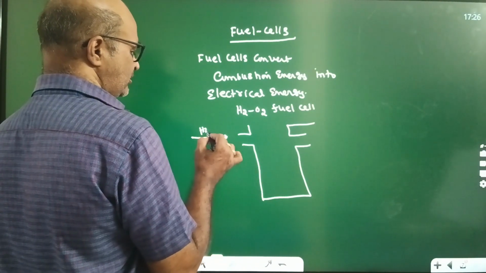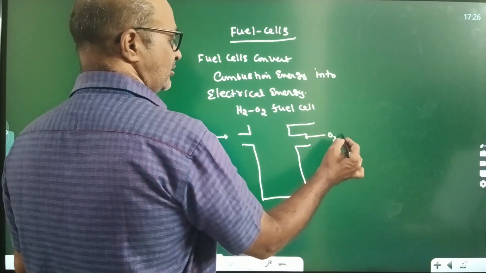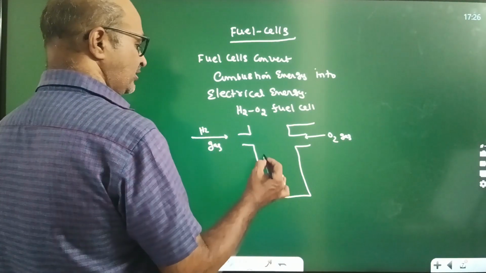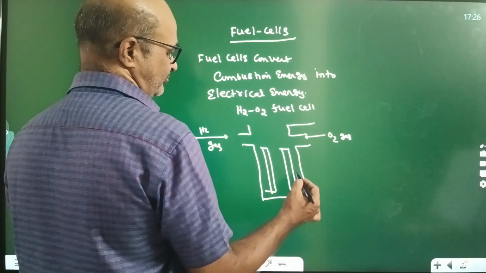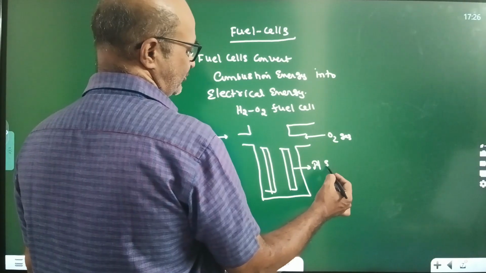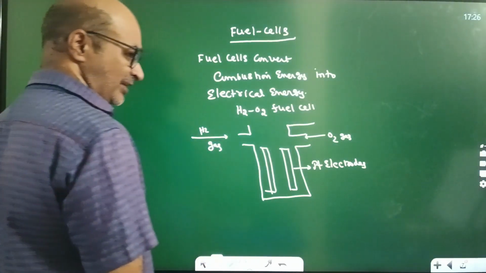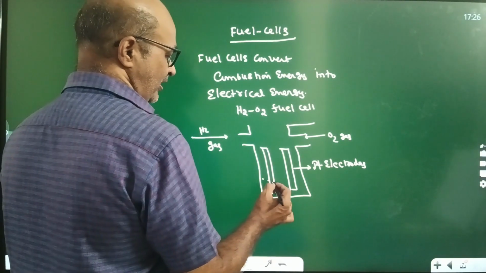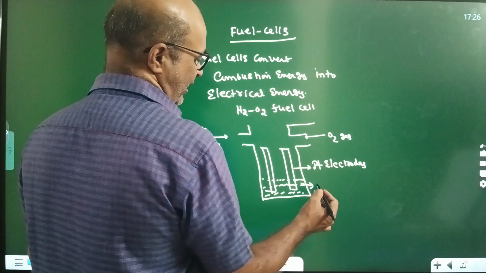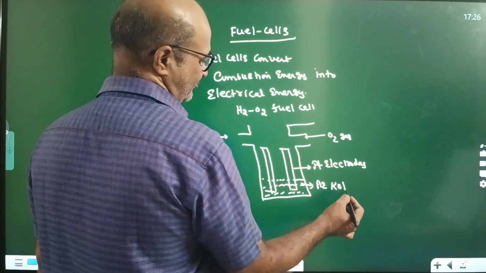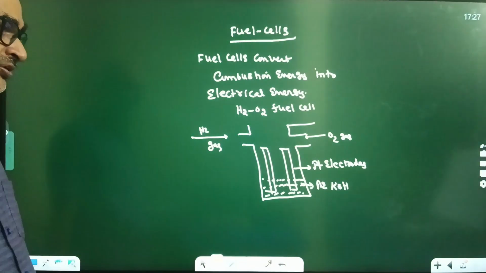This is hydrogen gas. Okay. This is oxygen gas. These are platinum electrodes. Okay. This is the electrolyte, aqueous KOH.